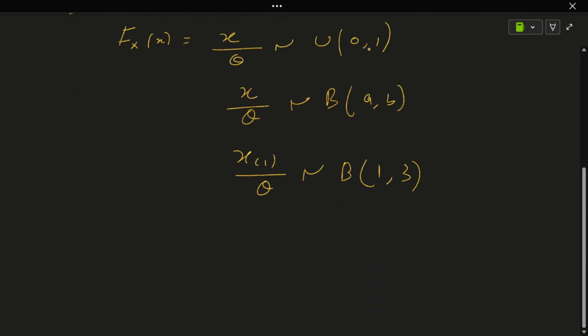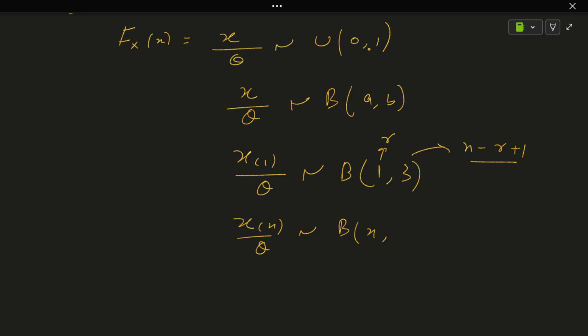This is simply n minus r plus 1. What is r? In place of a we write r, that is, r is 1, and b is 3 minus 1 plus 1. Minus 1 plus 1 cancel out, so we are left with only n, and n is 3. So if I calculate xn divided by theta, in place of r we have n, and in place of b we have n minus n plus 1. This and this will cancel out, this becomes 1, so beta n comma 1.